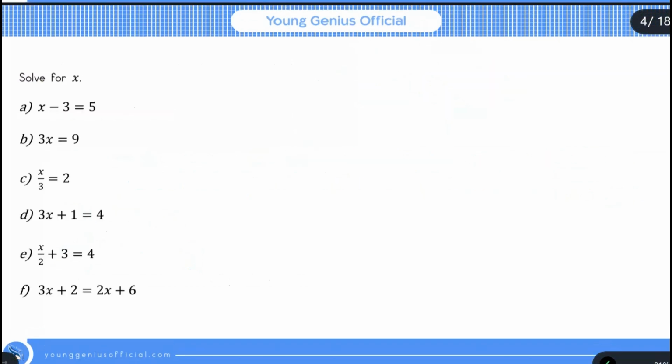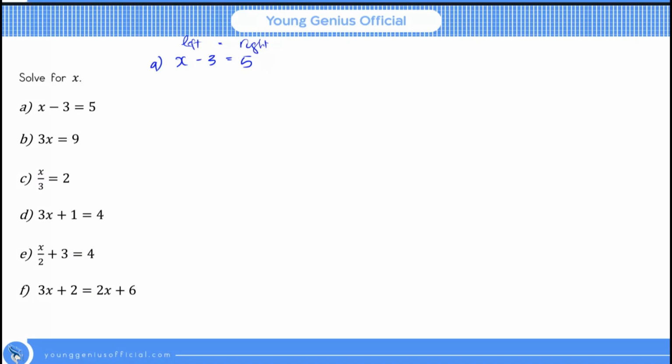Okay, so A says we should solve for x if we have the equation x minus 3 is equal to 5. Again, this is the left side and this is the right side. We basically want to get the letter x on one side and all the numbers on the other side. Whenever you're doing these types of questions, always remember letters on one side and numbers on the other side.